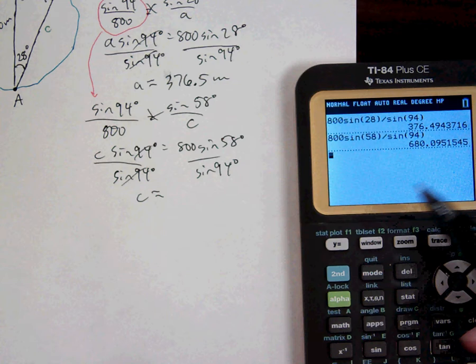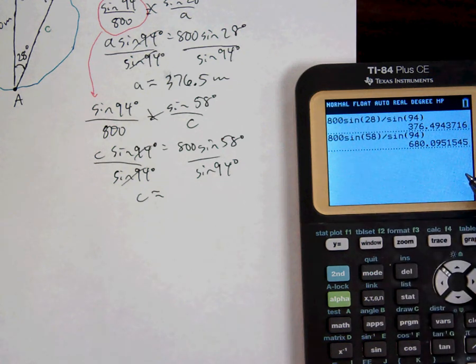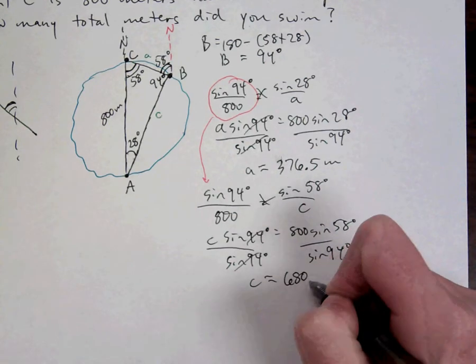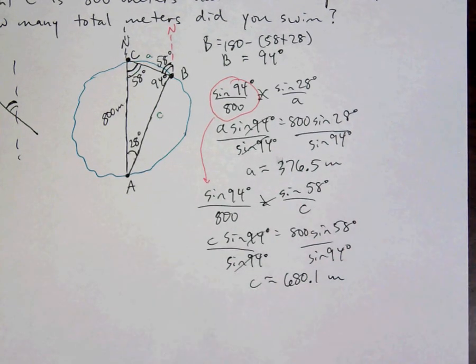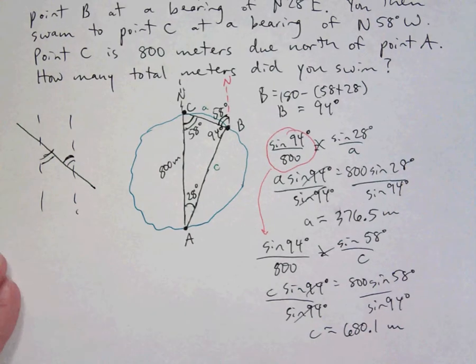Again, if I'm going to round the last one to the nearest tenth, I'll round this one to the nearest tenth, so it'll be 680.1 meters. And remember, the question was how many total meters did you swim?